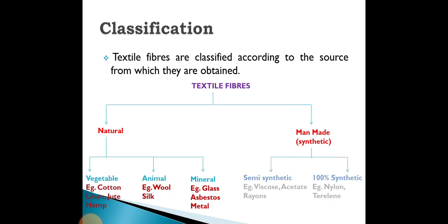Semi-synthetic means semi-synthesis or partial chemical synthesis. It's a type of chemical synthesis that uses chemical compounds isolated from natural sources. For example, viscose, acetate, and rayons. What are 100% synthetic fibers? That means without using any natural raw materials. They are prepared only from chemicals. For example, nylon and terylene.